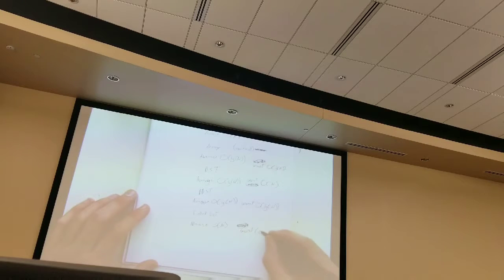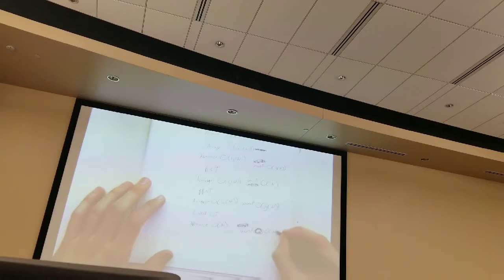Okay, I cannot spell worst like half the time today. And then I put the O in parentheses. Okay, big O of n. There we go.